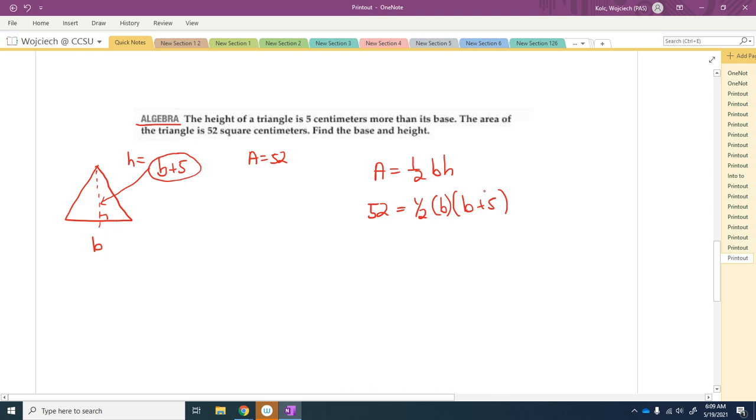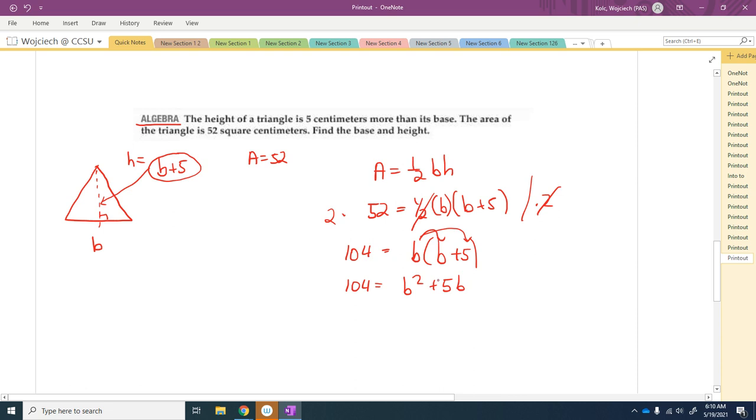Quadratic equation. The easiest thing to do is to multiply both sides by 2 to get rid of this fraction. So if I multiply this by 2 and multiply this by 2, the left side would be 104 and on the right side, the 1/2 will cancel the 2. So you get b times b plus 5 equals 104. Now, how do I solve this? You first distribute. So this will give you b squared plus 5b.